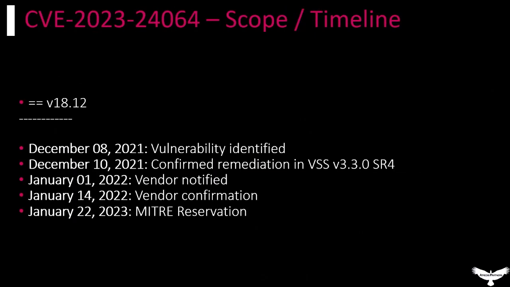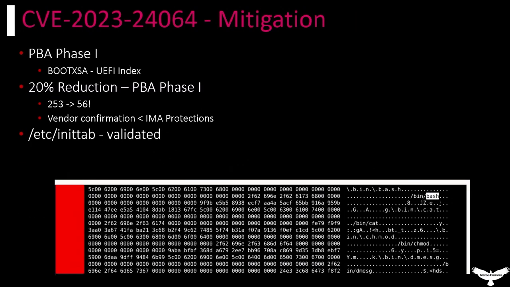So unfortunately, or fortunately, I guess, this vulnerability was observed to only impact version 18.x. And at the time of discovery, version 18.x was understood to have been end of life. I identified the vulnerability in December of 21 and confirmed that it was remediated in the next major release of Dynamic Security. They incidentally had changed to a different versioning scheme, but in version 3.3.0 service release 4, this attack surface was mitigated. It was mitigated by simply validating /etc/inittab during the phase 1 integrity process.